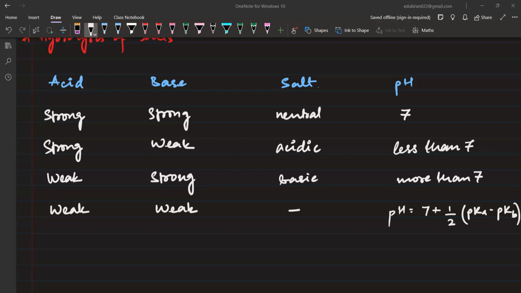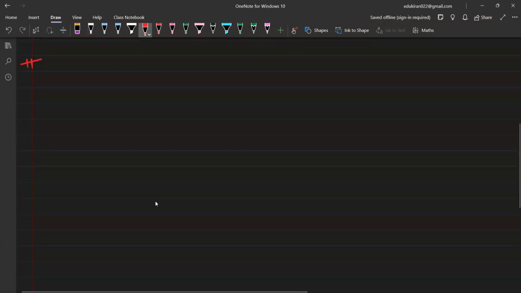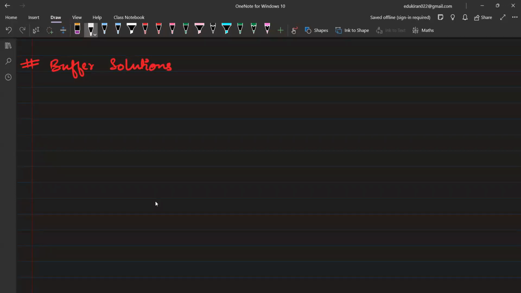Okay. Now, a very related topic to this, that is the next topic that we have to understand, is regarding buffer solution. Right, the heading. Buffer solutions. So what is buffer solution? So basically the definition is also very important. The solution that resists change in pH.